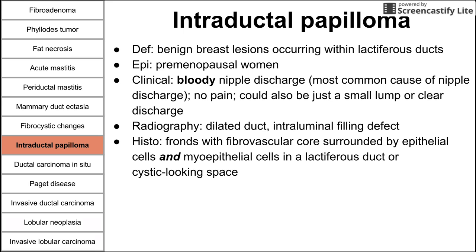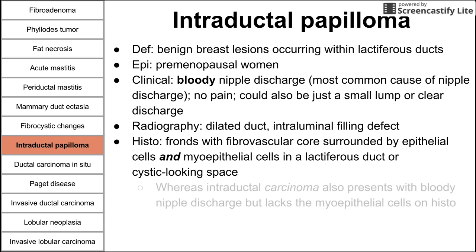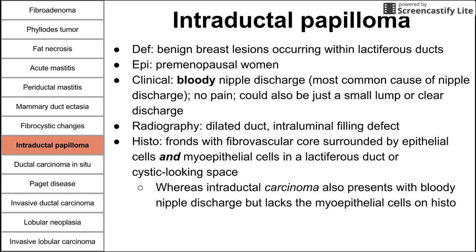That gives rise to the name papilloma. It has a papillary appearance. So you see these fronds, and it's important to know that these fronds have both an epithelial cell and a myoepithelial cell surrounding the ducts. And this is what ensures that we know that this is a benign breast lesion. If it was a malignant condition, if it was a carcinoma, we might be lacking the myoepithelial cells.